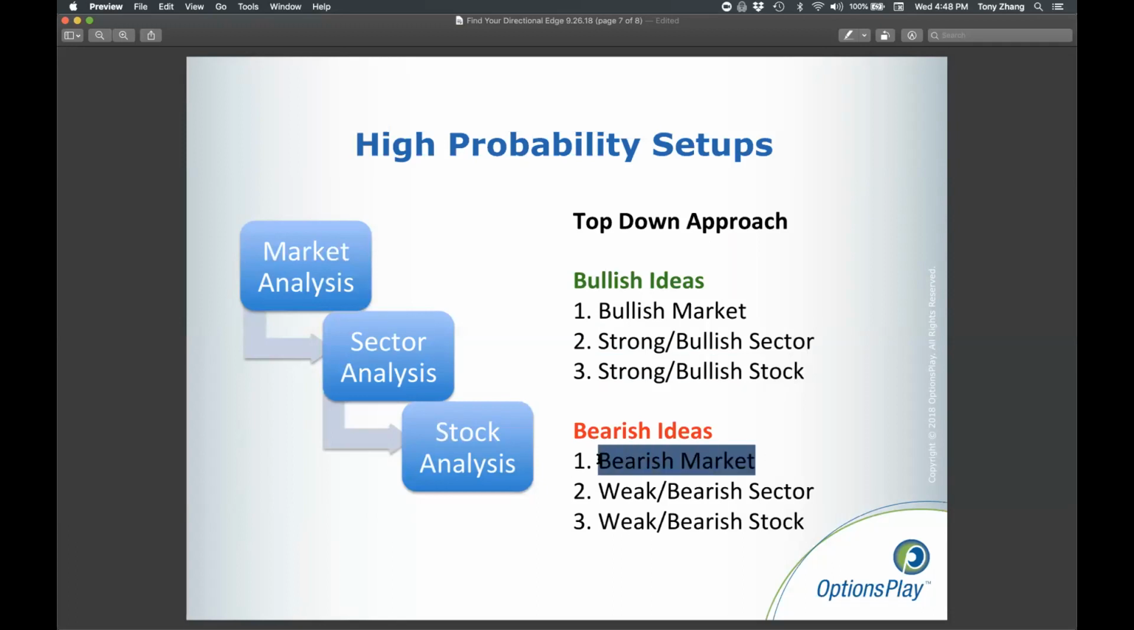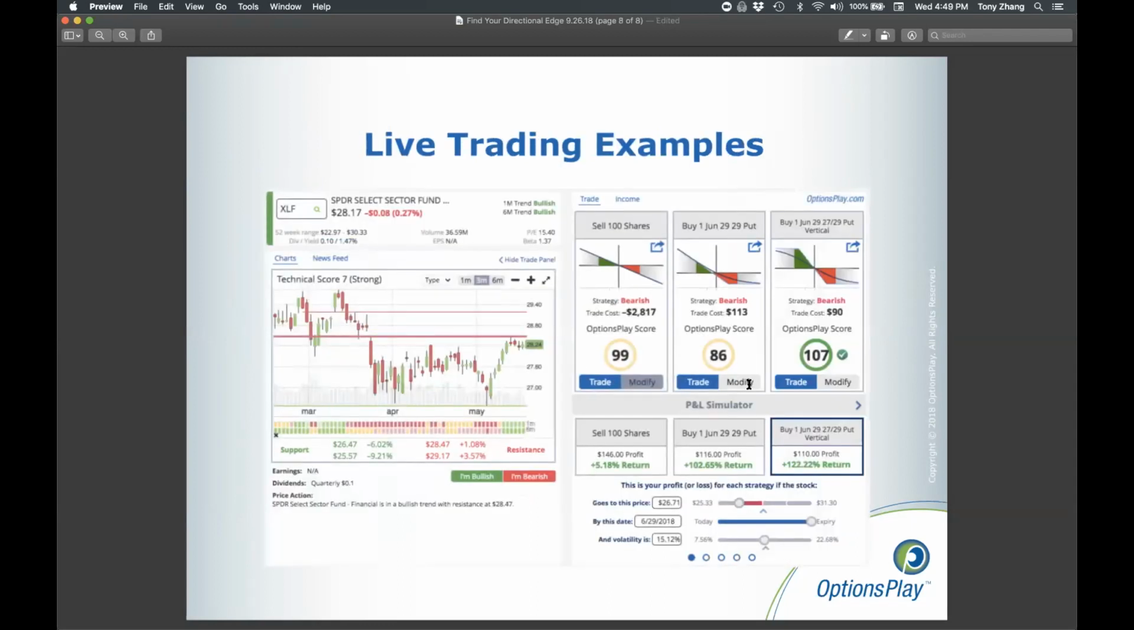Conversely, on the downside, if you're looking for bearish ideas, you generally want to see that the market is at least starting to trend bearish or moving lower. Then you want to identify the weak and bearish sectors within that market, and then look at weak and bearish stocks within that weak sector. That's how you identify the stocks that have the strongest probability of moving lower, because everything is aligned with that stock moving lower. So this is a really simple approach to finding high probability setups using the tools that are available to you here at OptionsPlay.